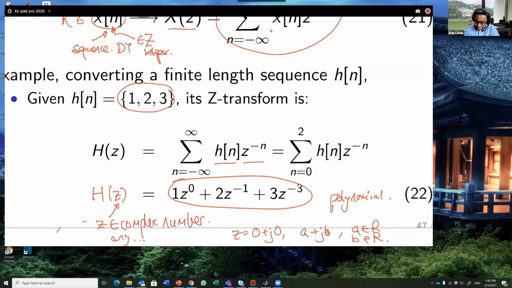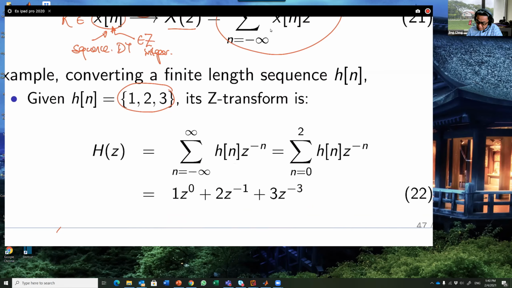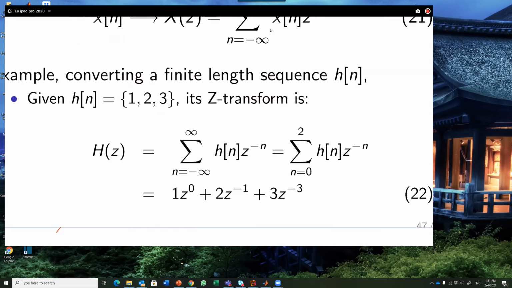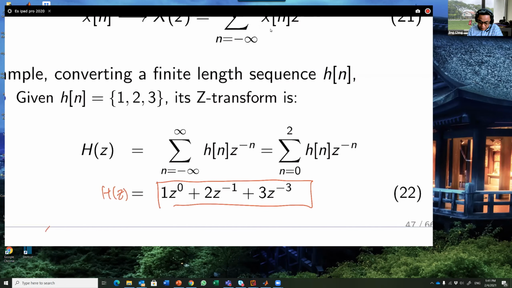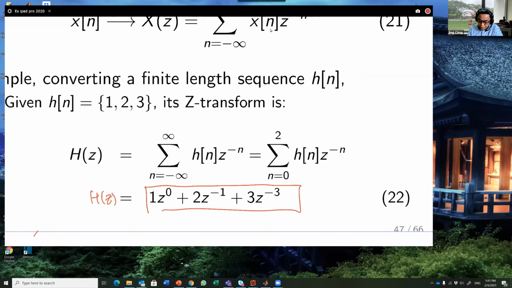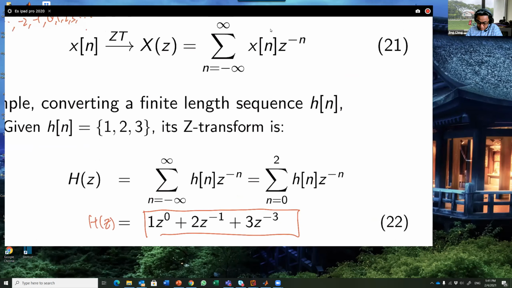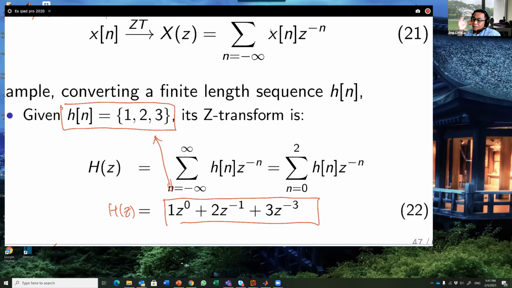The problem, of course, then is how to interpret this. But if we stop here, if we actually stop the interpretation, and we simply say this is H of z, and this is the sequence, then there's one interpretation as well. The interpretation is this, which is very interesting. On the left-hand side, you have h of n, which is just a sequence of numbers. On the right-hand side, you have a polynomial with the same numbers.